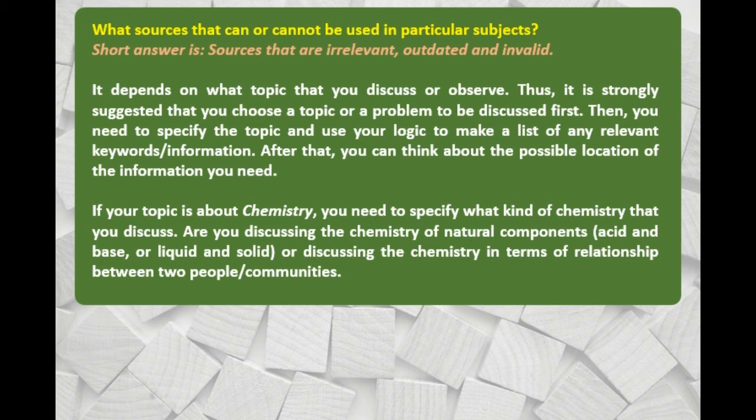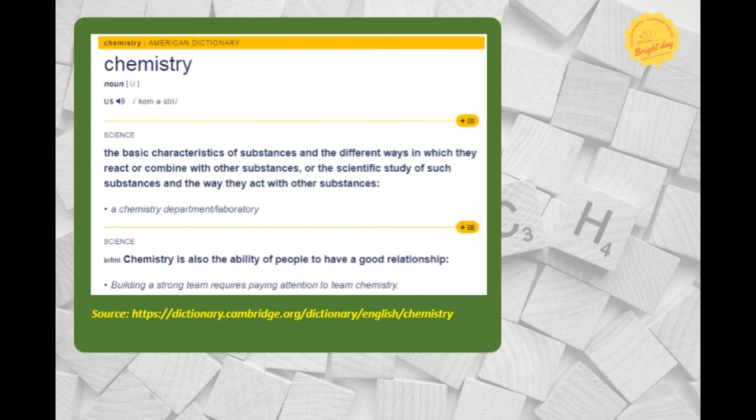Let's say if your topic is about chemistry, you need to specify what kind of chemistry you discuss. Are you discussing the chemistry of natural components, such as acid and base, liquid and solid? Or are you discussing the chemistry in terms of relationship between two people or communities? This is the sample: one term, one word, with two different definitions from American Dictionary.